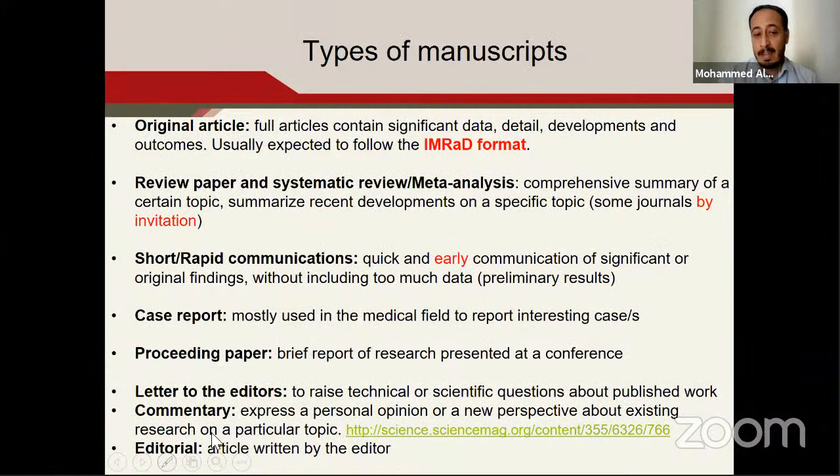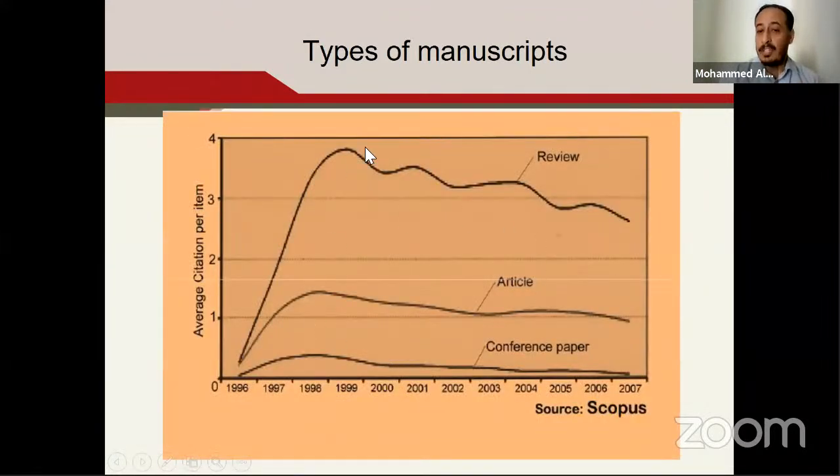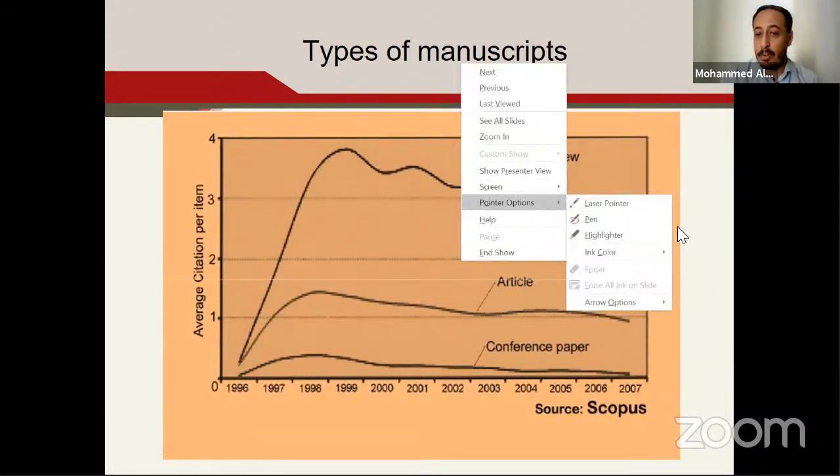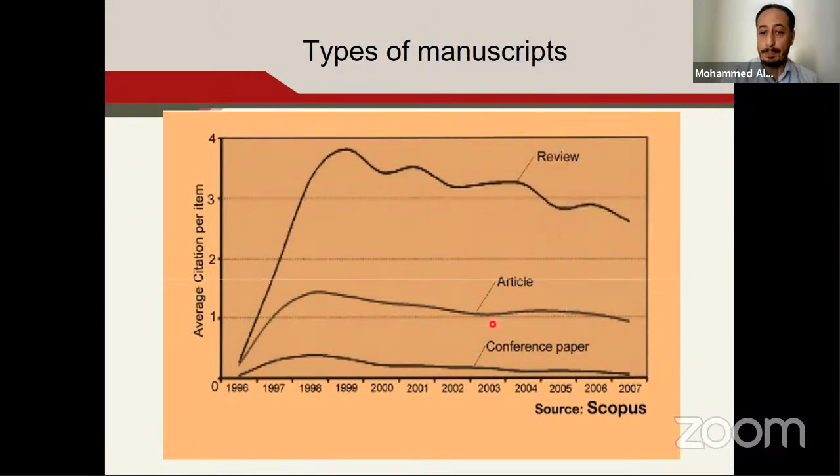And then the last type of manuscript is the editorial, and usually this is by an editor. I am an editor. In my journal, if I think there is a trending topic this year, I can write an editorial in my journal. So this is only for editors. So which types of articles get more citations? Of course, reviews. This is just to push you to publish reviews. Usually they get more citations as compared to articles, and also as compared to conference proceedings.